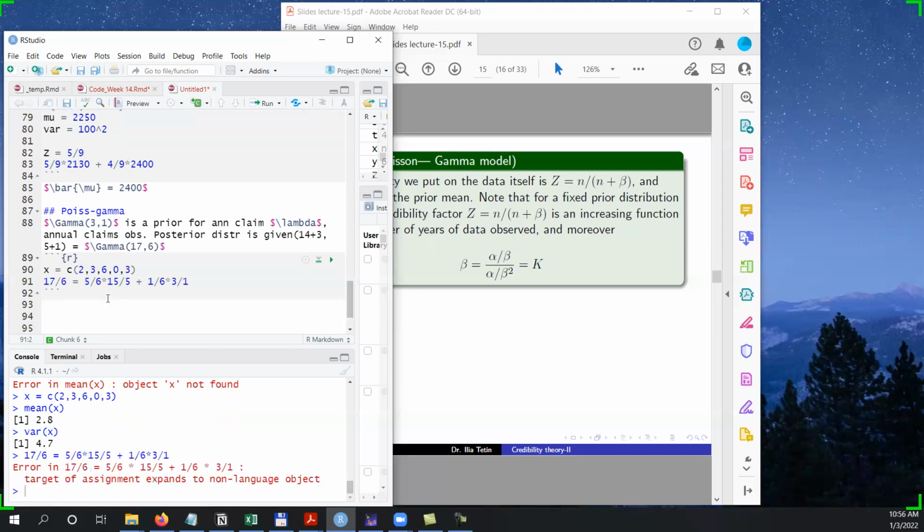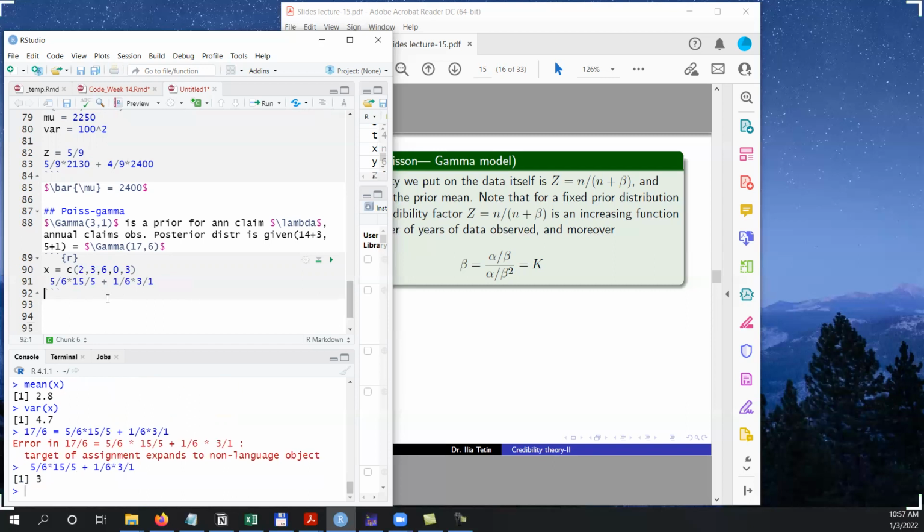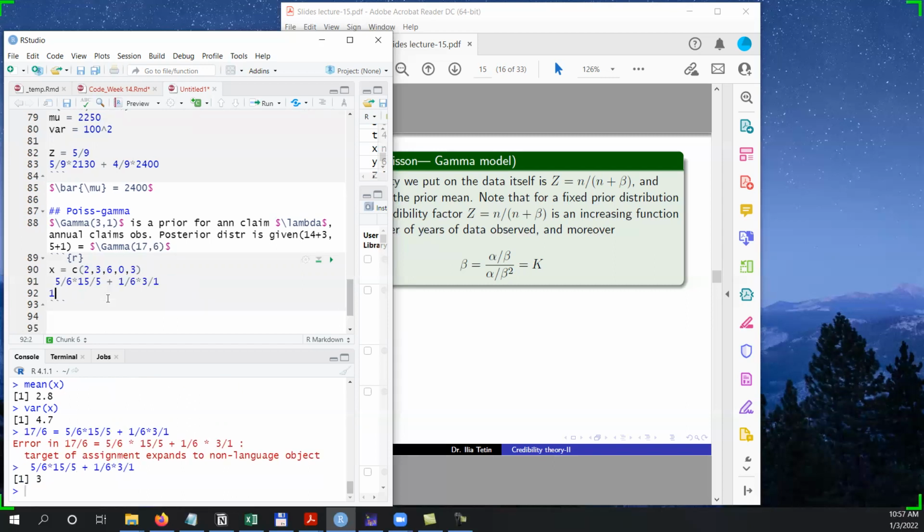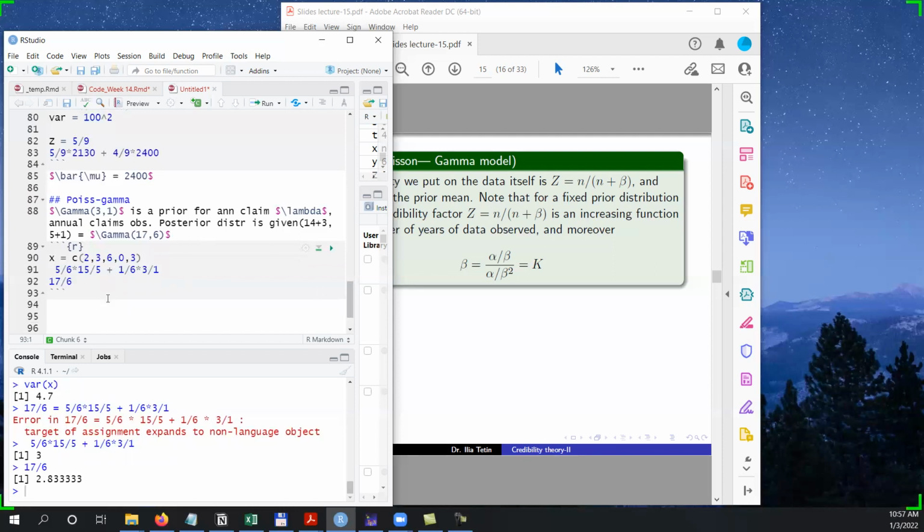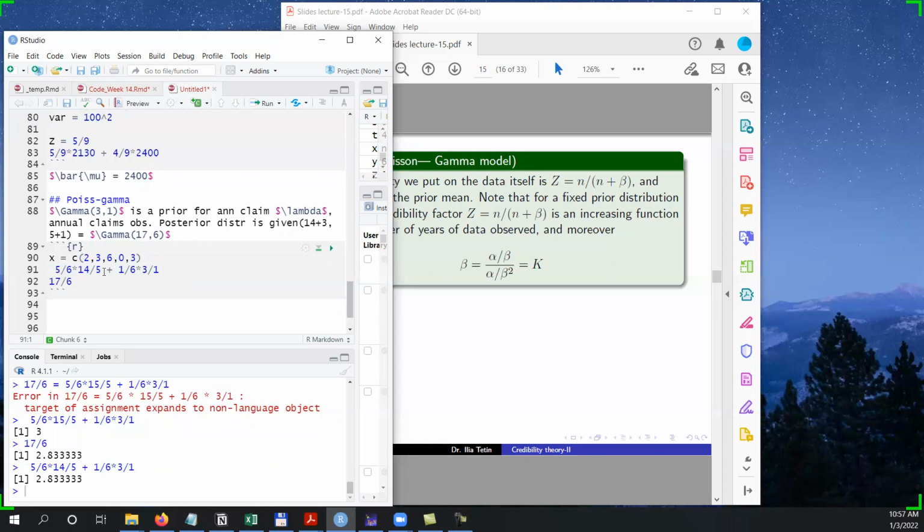So is it okay? What does the non-informative object give? This thing is 3, and 17 over 6 is not 3. It's 2.8. So this is the credibility estimate of lambda: 5 over 6 times 14 over 5. Yeah, okay. So this thing should be used.